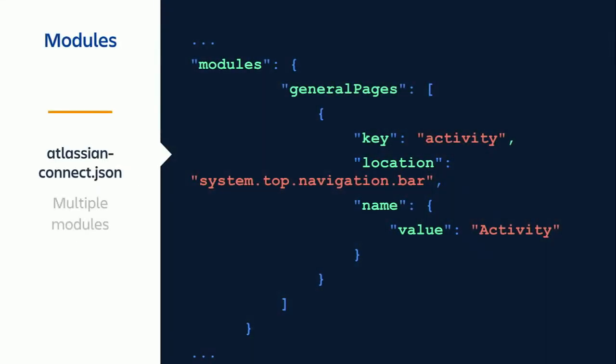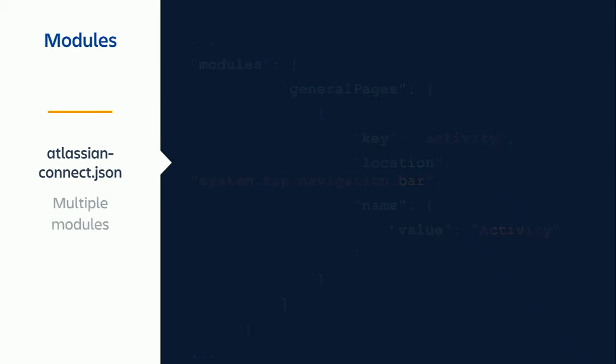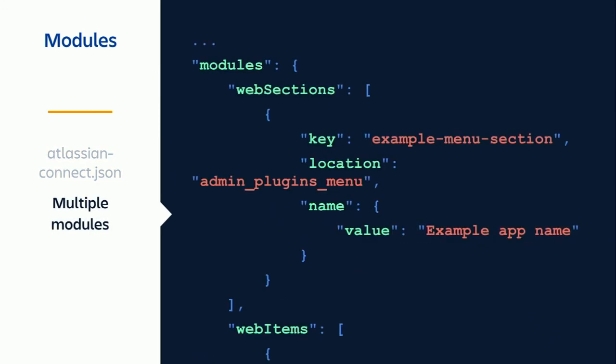Again, just to look at what the module definition looks like in the Atlassian Connect descriptor. There will be a modules object, and within there is where we define all of our modules. Here we have general pages. We can have multiple general pages, that's why we have an array there. And not just multiple general pages, but we can define multiple modules within our descriptor.